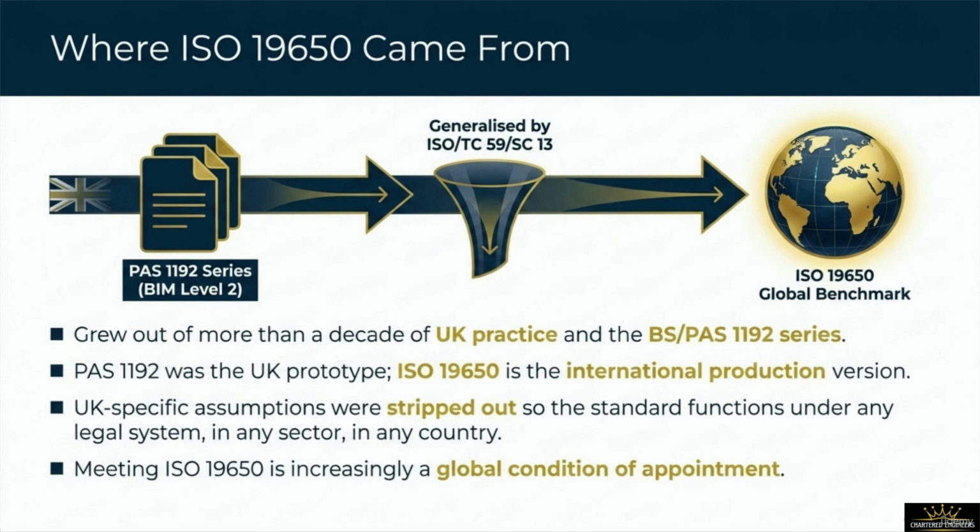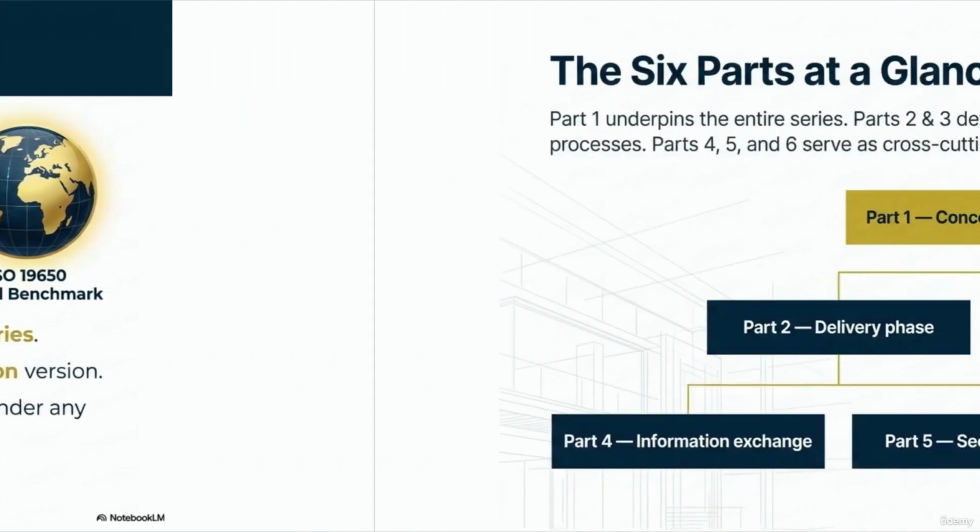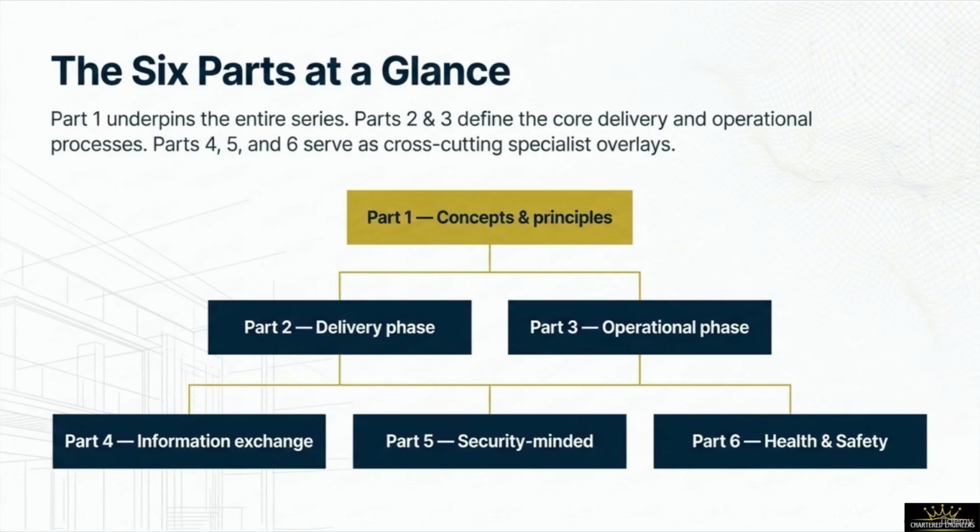Let's analyze how the framework structures this global mandate into modular parts. To manage complex information flows across a diverse supply chain, the international standard avoids a rigid, one-size-fits-all document and instead implements a highly flexible modular architecture. Let's take a comprehensive look at the 6 parts at a glance.